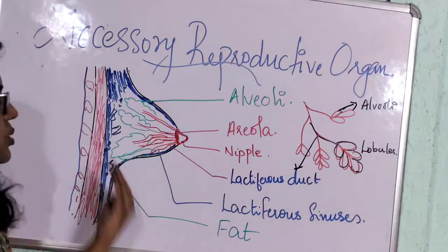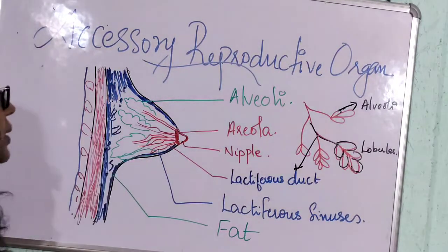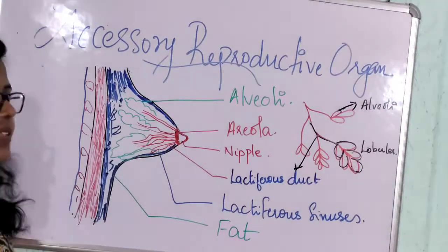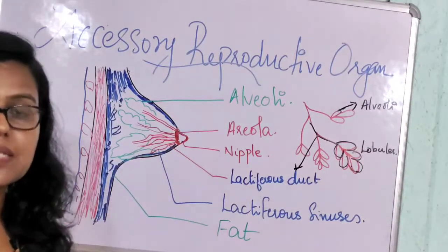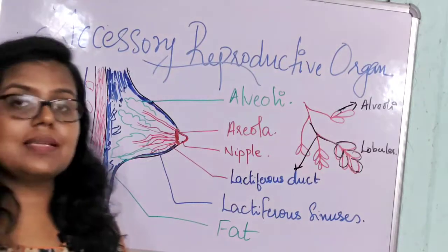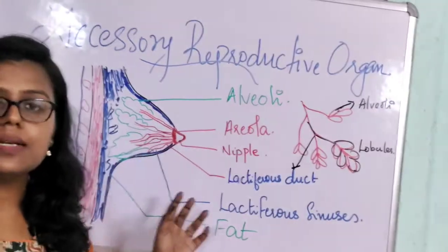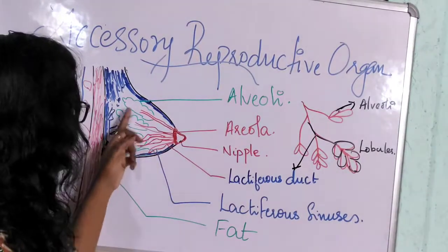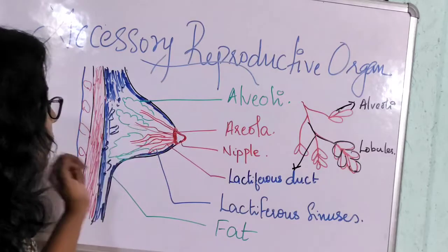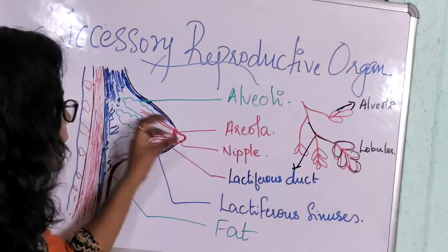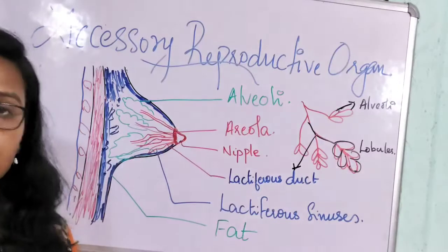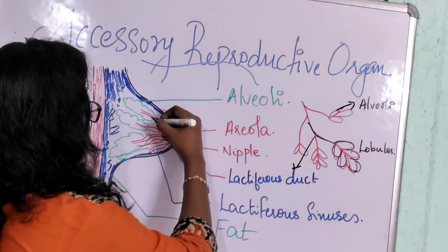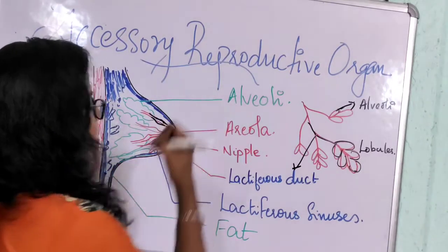Moving back to this diagram, here in this green color you can see the group of alveoli, and this group of alveoli is known as lobules. Nearly 20 lobules are present in the breast. These lobules will continue and open into the lactiferous duct, and there is a small protrusion-like structure known as the lactiferous sinuses.